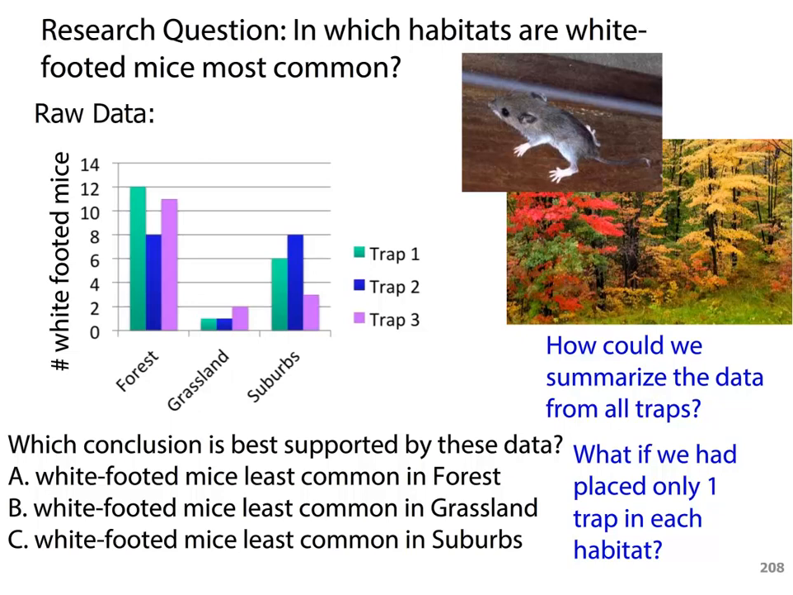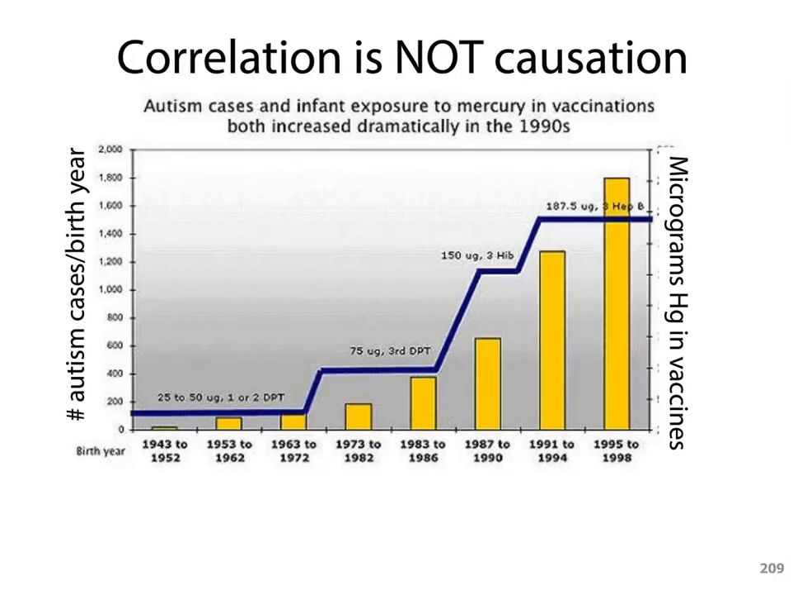Now what I want you all to do is read through which conclusion is best supported by the data. Okay, so read through A, least common in the forest. Well, no, doesn't seem to be that way. All right, B, least common in the grassland. That looks good. Okay, read through C anyway, just because. You want to make sure there's nothing there you're missing. White-footed mice, least common in suburbs. What's the correct answer? B. Okay, hopefully that makes sense. And again, all you have to do is read the graph and just interpret it as it is. Piece of cake.